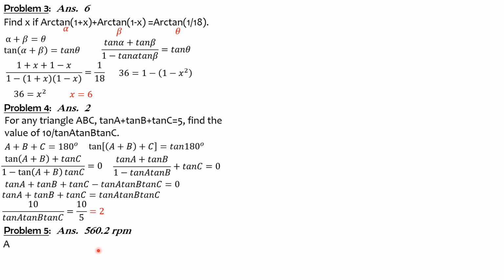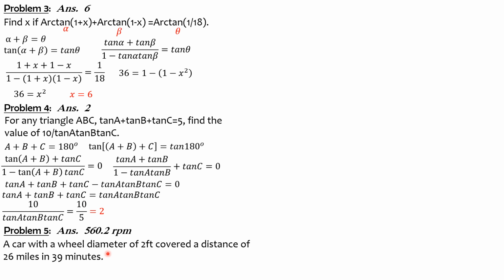Problem 5. A car with a wheel diameter of 2 feet covered a distance of 26 miles in 39 minutes. Find the angular speed of the wheel in revolutions per minute, in RPM.